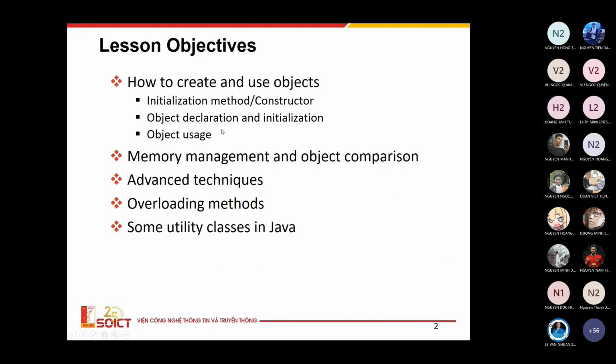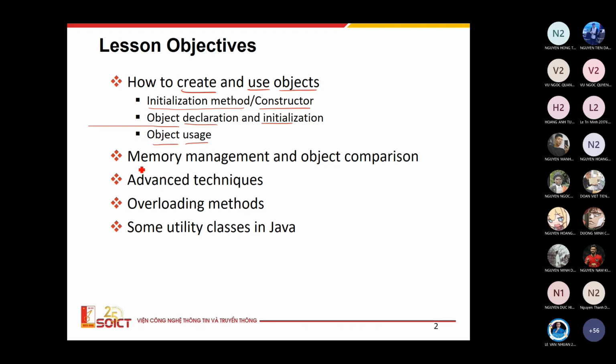We know already how to make the definition for the class. And now after having the class, of course, you have to create the object. So how can we create and use the object? You will learn about the constructor method, or what is called the initialization method, how you can declare and initialize the object and how you can use the object. The lesson is very long. Maybe we will pass this in 2 weeks.